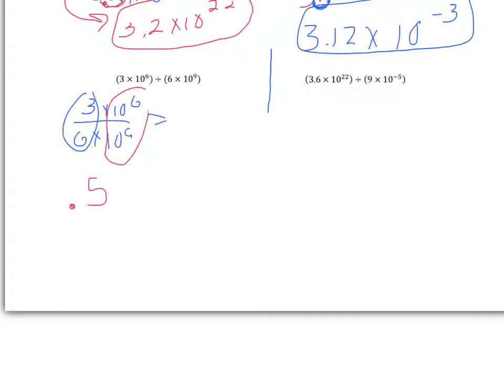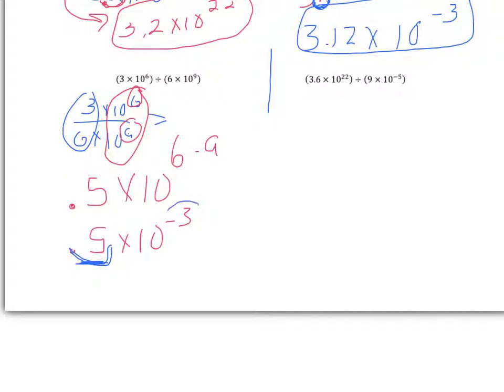Then if we have 10 to the 6th divided by 10 to the 9th, remember that we subtract the power of the denominator from the numerator, so this is going to be times 10 to the 6 minus 9. So we have 0.5 times 10 to the negative third. Now, once again, we've done the division here, but 0.5, this is not between 1 and 10. So we have to move this decimal over here. When we're moving the decimal to the right, this number is getting smaller.